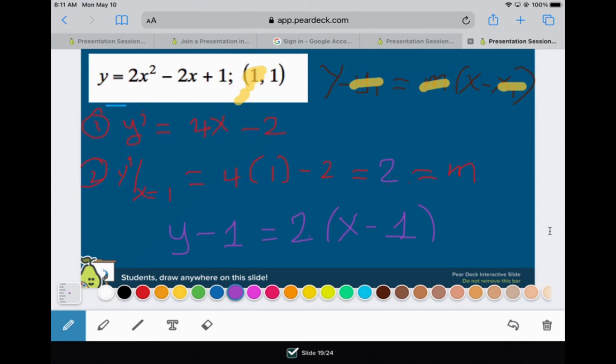Yes, it is 2, Mahmoud, thank you. So you can stop at this point. You can stop at this equation, right? If it's a free response. But if it's a multiple choice and they want you to write it in slope-intercept form, then we can finalize this problem by distribution.